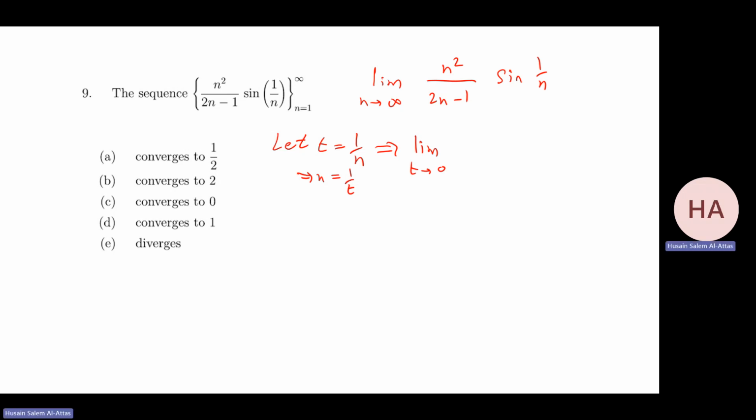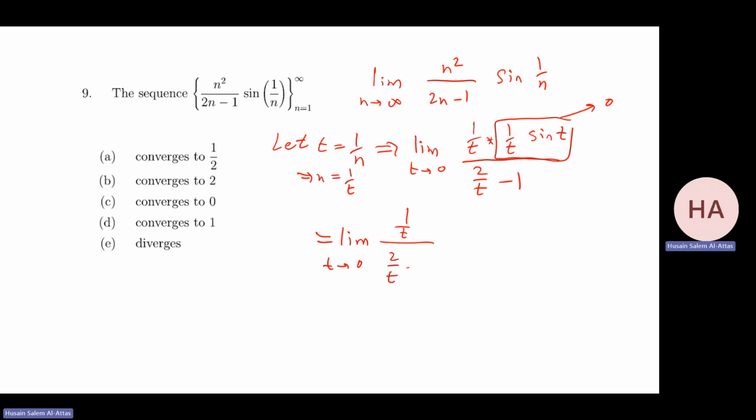Oh, let me do it this way. 1 over t times 1 over t sine t over 2 over t minus 1. This goes to 0. So you have the limit as t goes to 0 of 1 over t over 2 over t minus 1, times the limit as t goes to 0 of sine t over t. Now in this one, I have infinity over infinity. So this is 1. So I get rid of this.